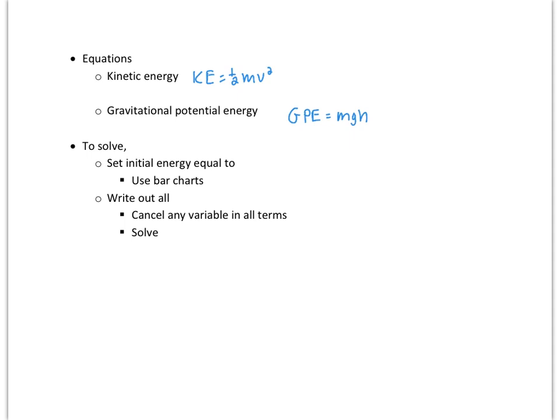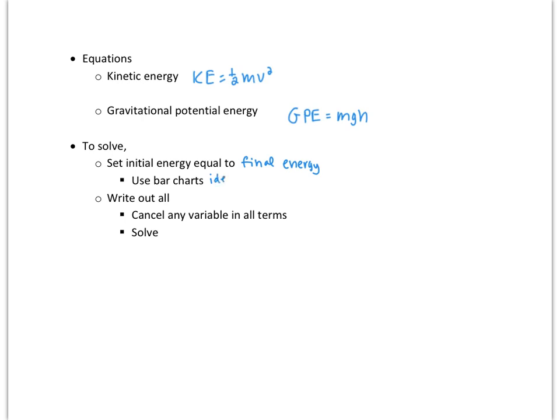So what we're going to do when we solve, you're going to set your initial energy equal to the final energy. So you're going to look at a problem. You're going to figure out what type of energy it has initially. You're going to set that equal to what type of energy it ends up with. And then you may see problems where something's going on in the middle as well. We'll set that equal. So energy at A equals energy at B equals energy at C.